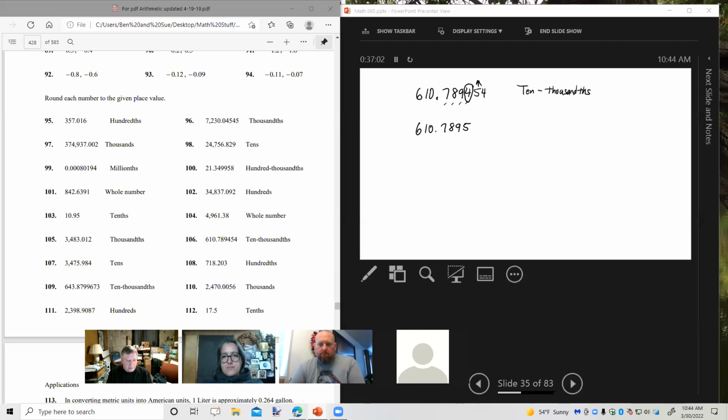Okay, let's see here. Let's take a look. Oh, this one. It says 4,961.38 whole number. This often confuses people. Whole number would be the same as the ones column, meaning that we don't have any decimal part. So this would be the whole number column. The 3 would round down. So 4,961 would be the final answer. Any questions there?